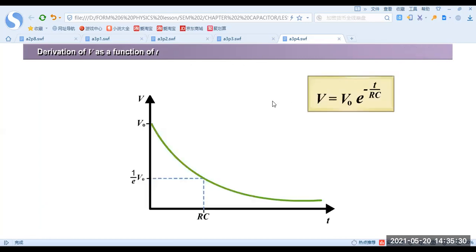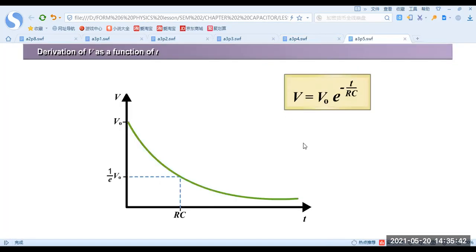Okay, so we get that V reduces exponentially with time. Notice that once V reduces exponentially with time, that means that at time t equal to RC, V is equal to 1 over e of V naught.